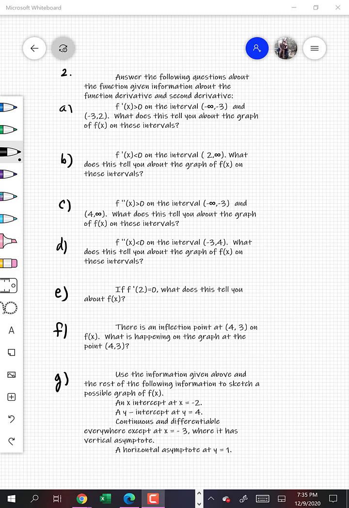So number 2 says, answer the following questions about the function given information about the function's derivative and second derivative. So part A says f'(x) is greater than 0 on the interval from negative infinity to -3 and -3 to 2. What does that tell us about the graph of f(x) on those intervals? It tells me that f(x) is increasing on these intervals.